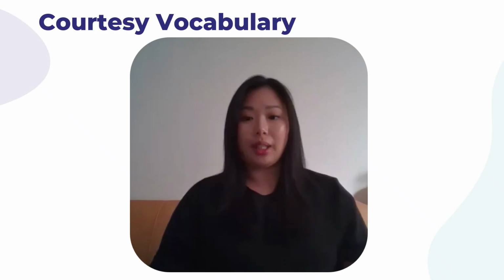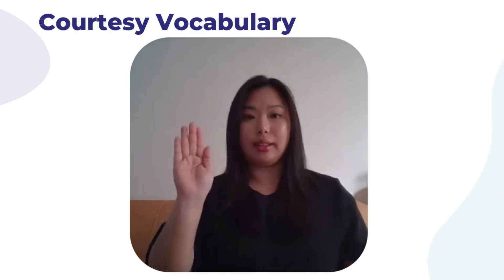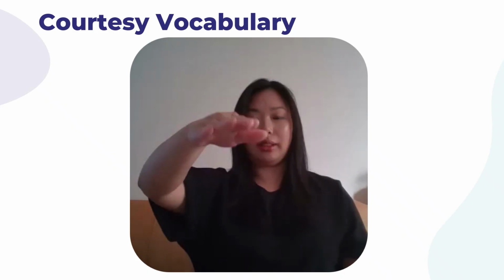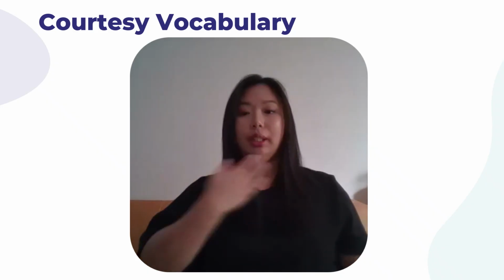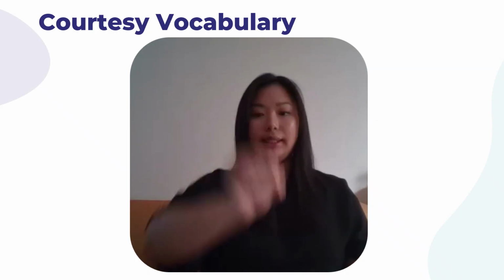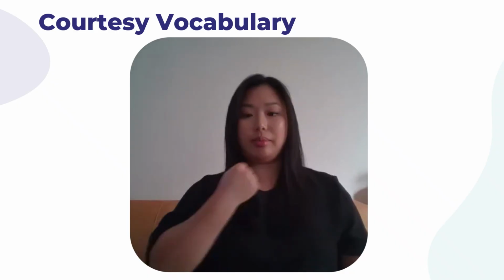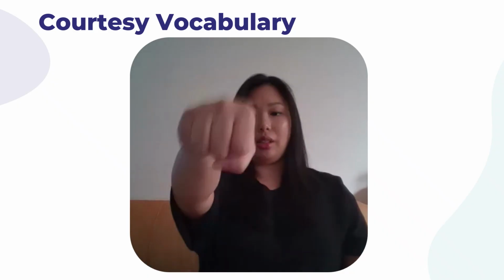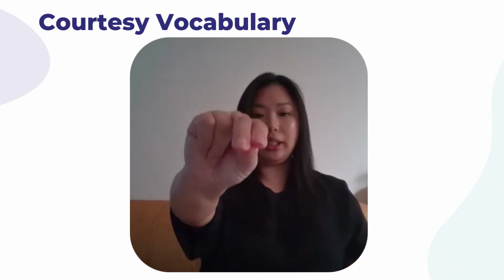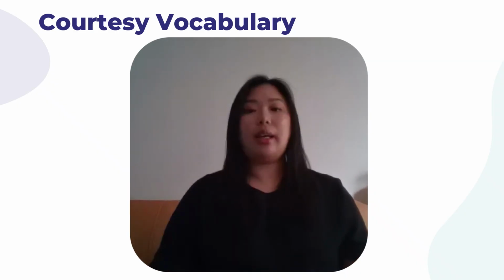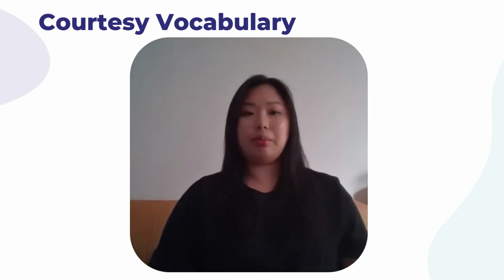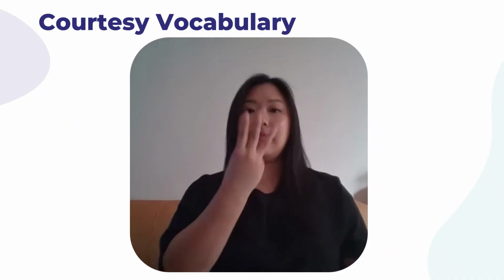Let's review. Hi, you wave out. Bye, as if you're telling the person to go away. Please, open palm and circle. Sorry, you make an S or a fist and circle. Yes, or nod yes. No, snap your fingers together, or no. Thank you, open palm to your lips and out. You're welcome, make a W to your lips and out.